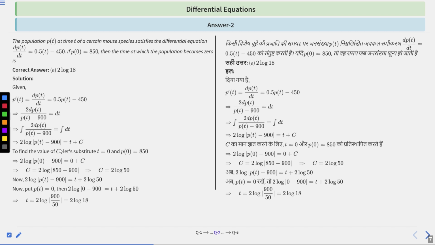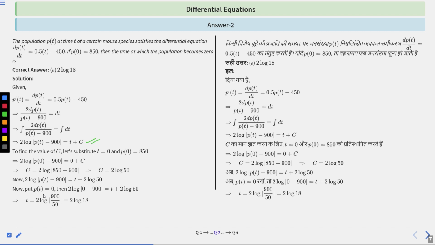Now to find the value of c, let's substitute t is equal to 0 and apply P(0) is equal to 850. By putting t equal to 0, 2 log of P(0) minus 900 is equal to 0 plus c. Therefore we will get c is equal to 2 log of 850 minus 900. Therefore c is equal to 2 log 50. Now we have 2 log of P(t) minus 900 is equal to t plus 2 log 50. We have put the value of c in this equation.